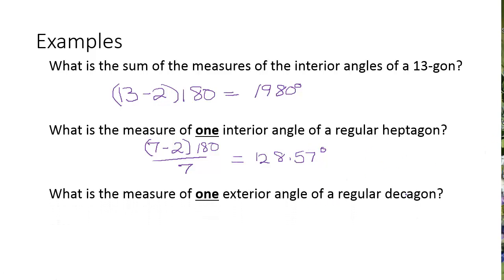The measure of one exterior angle of a regular decagon. A decagon is 10 sides. All exterior angles of any polygon add up to 360 degrees. So if we take 360 and we divide that evenly into our 10 different exterior angles, we get 36 degrees.